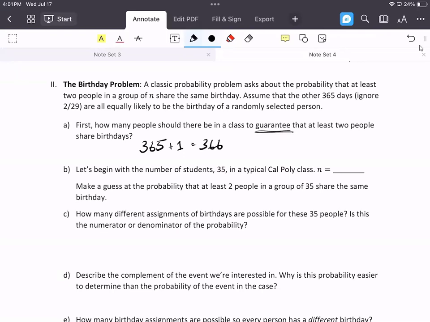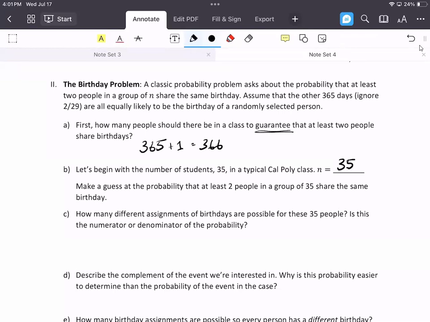So let's start with a number of students. We're going to use n. There's 35 students typically in a Cal Poly class, so we're going to use n equals 35. And I'm curious, make a guess at the probability that at least two people in a group of 35 share the same birthday.